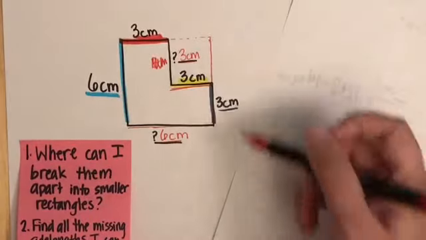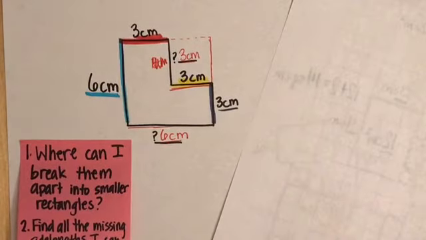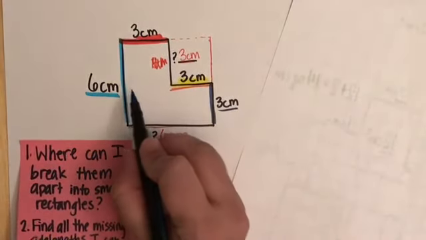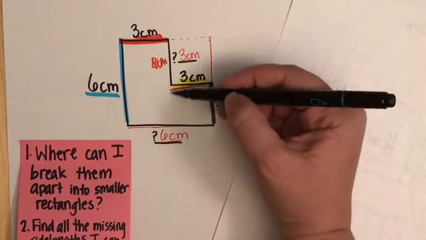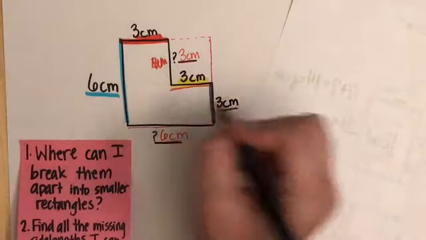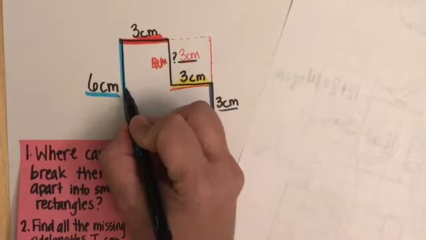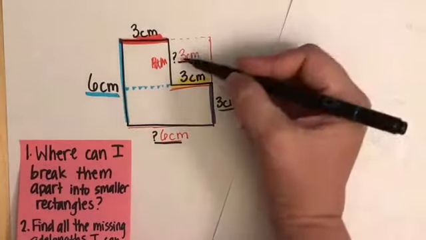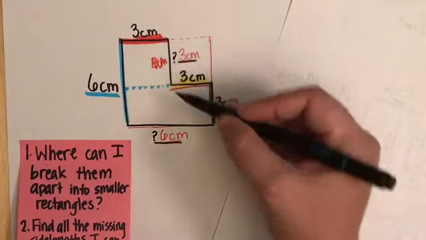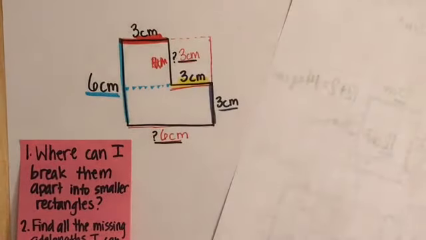Okay, so now that we have our missing side lengths, we're ready to break apart our area model. Okay, so we could break it into these two rectangles here. We could break it into these two rectangles here. Let's go ahead and do it this way. All right, so go ahead and find the area of this rectangle and this rectangle. Press pause and press play when you're done.